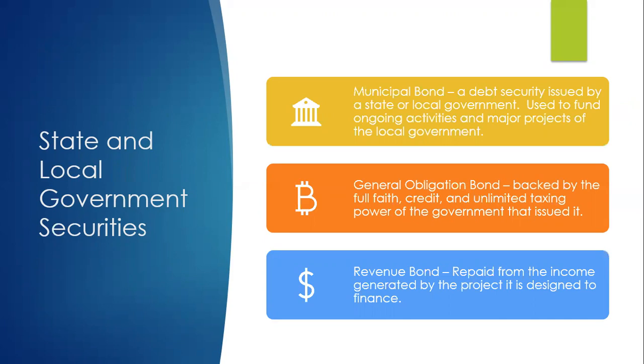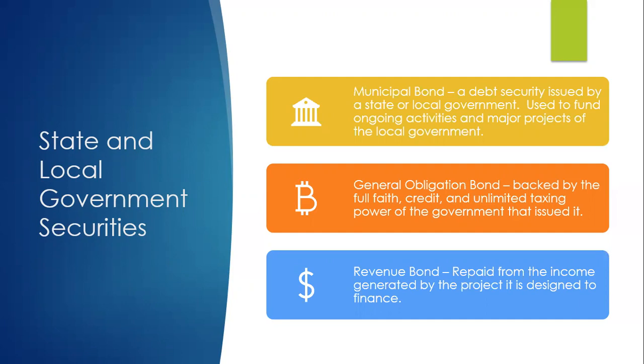Then there's general obligation bonds. These are backed by the full faith, credit, and unlimited taxing power of the government. So in other words, you're trusting that the government is going to pay you back the amount they owe in the end, and they are going to pay you the interest, just because they are trustworthy and because they have the ability to collect taxes and to be able to pay you back.